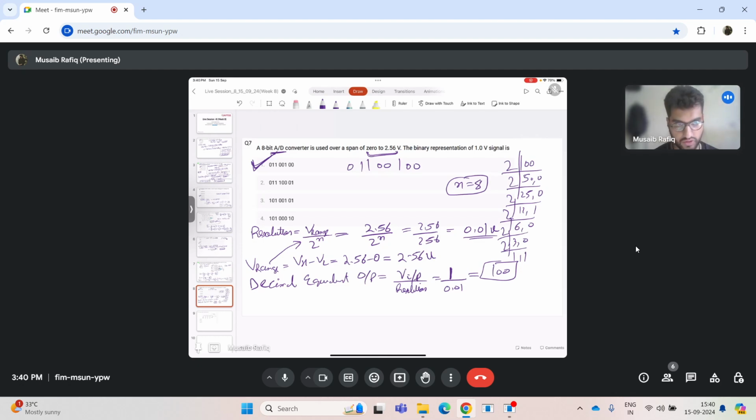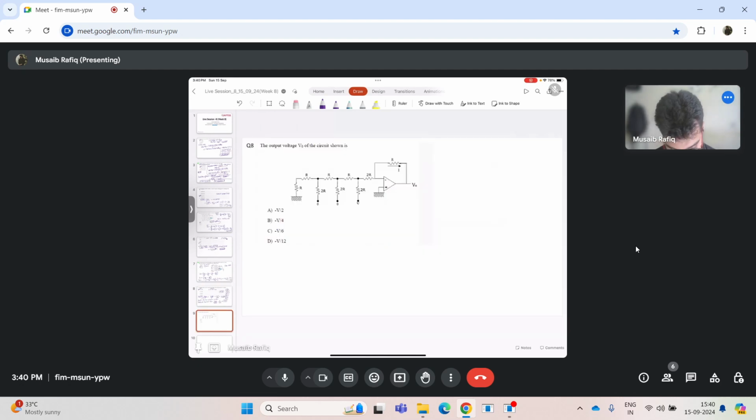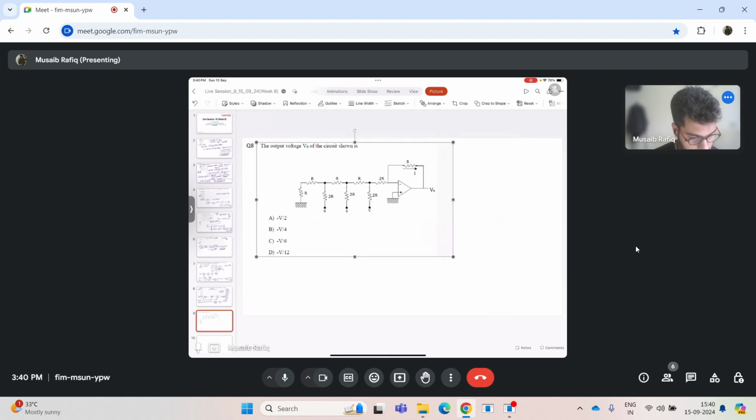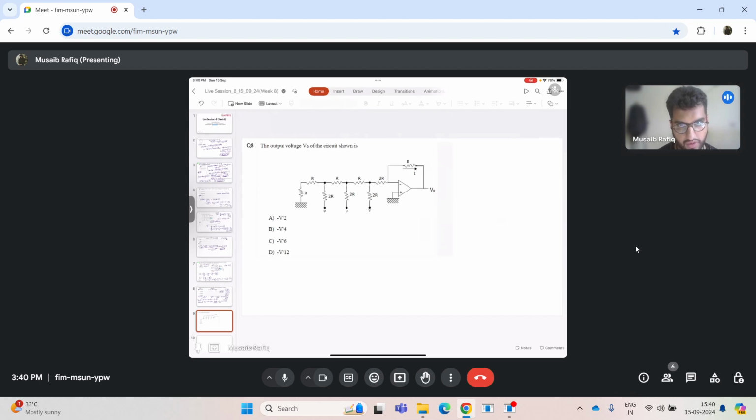So this was the solution for question number 7. Now move forward to question number 8. So question number 8 asks us, what is the output voltage of the circuit shown below? So we are given this circuit and we need to figure out the output voltage.